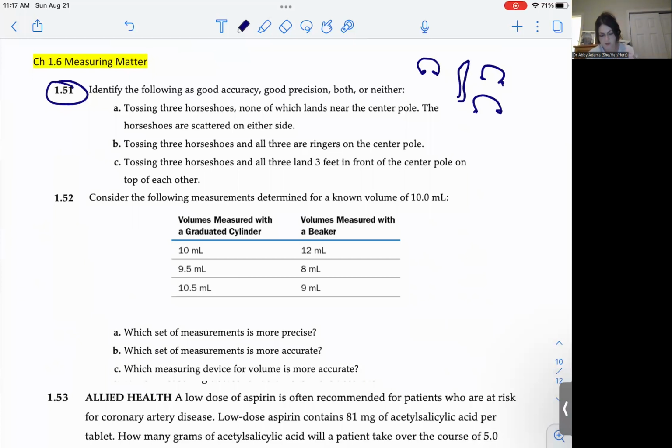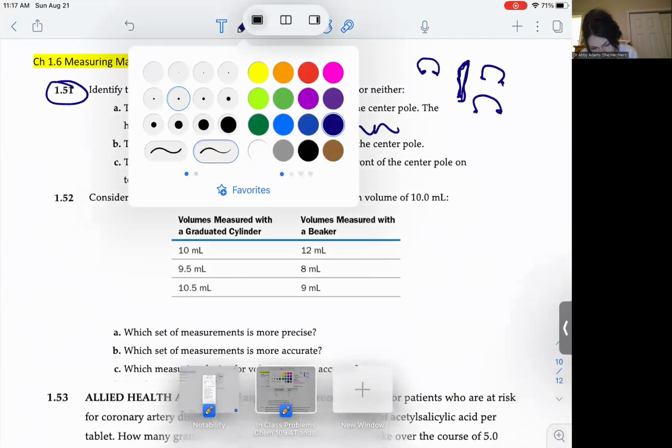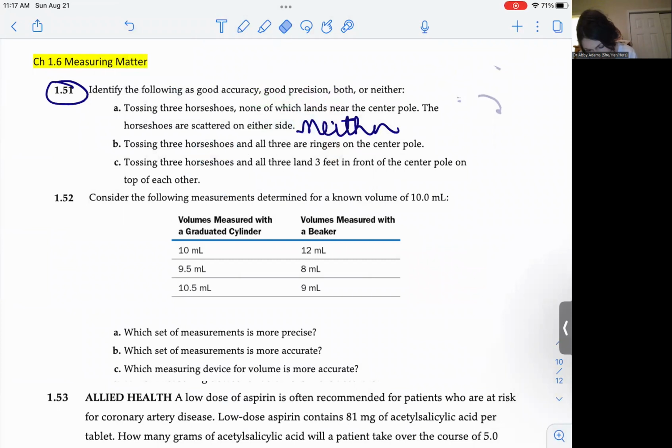They're not all in the same spot, so they're not precise. They're not around your target, so that's not accurate. So that's neither. Let me erase this. B, tossing 3 horseshoes, all ringers on the center pole. All of them are on the center pole. You see all, that indicates it's precise, and they are on the center pole, which is where you wanted them to be. That's both accurate and precise.